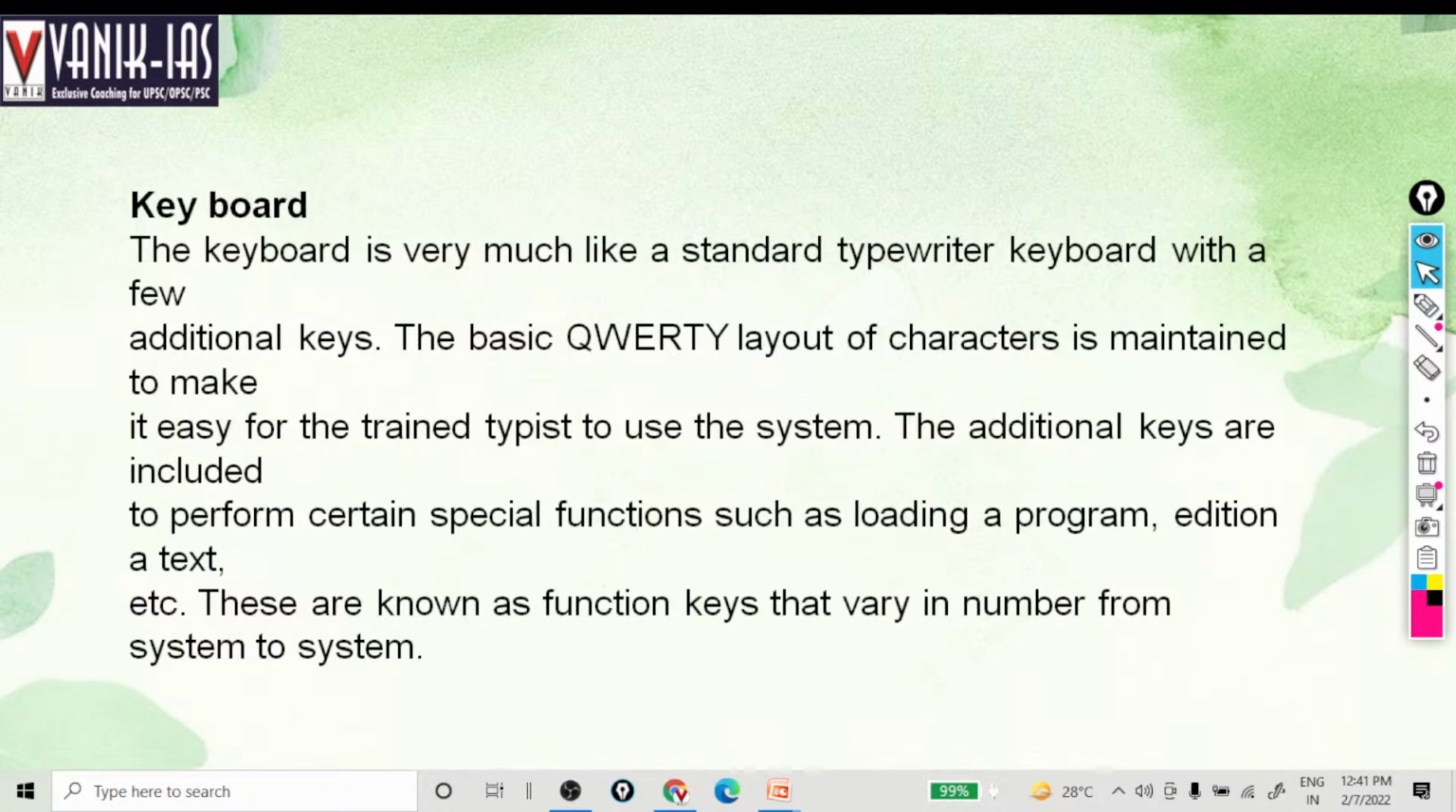That's not QWERTY, right? It is easy for the trained typist to perform certain functions such as loading a program, adding or editing a text, etc. These are known as function keys that vary in number from system to system.